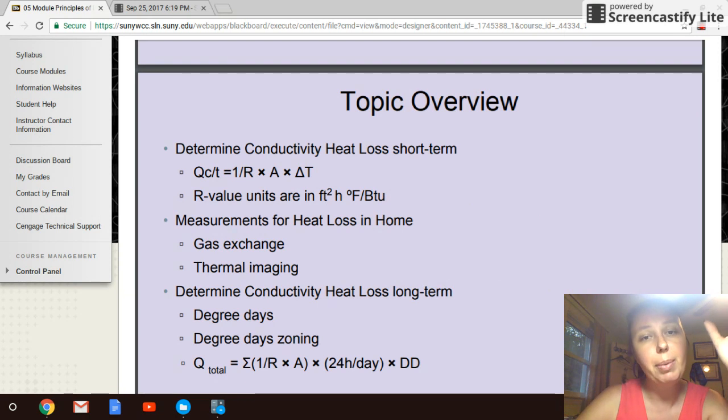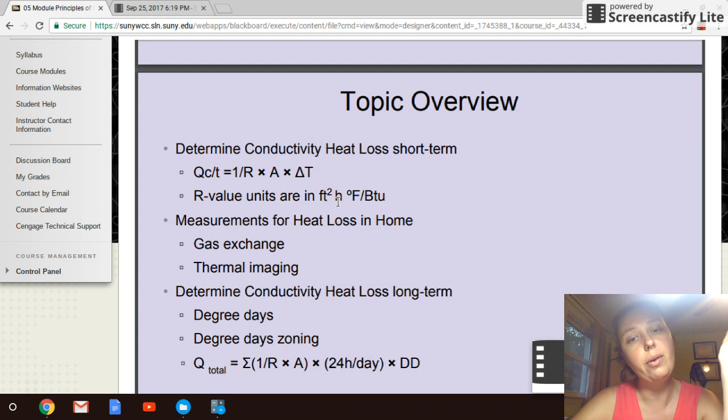Quickly, as a topic overview of what we just covered, you should be able to determine conductivity of heat loss in the short term. So that's my Q over time. You should know that R value units are feet squared, hours, degrees Fahrenheit per BTU. Measurement of heat loss creates gas exchange and thermal imaging. You determine conductivity of heat loss based on the long term. And there is a Q total for the year, which is the sum of all 1/R values times their areas, times 24 hours in a day, times a degree day.